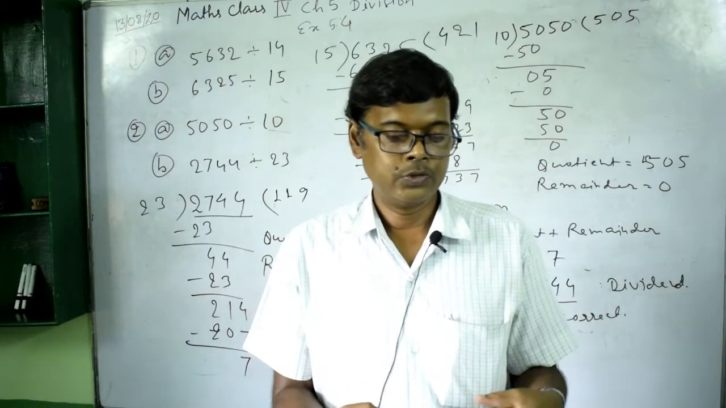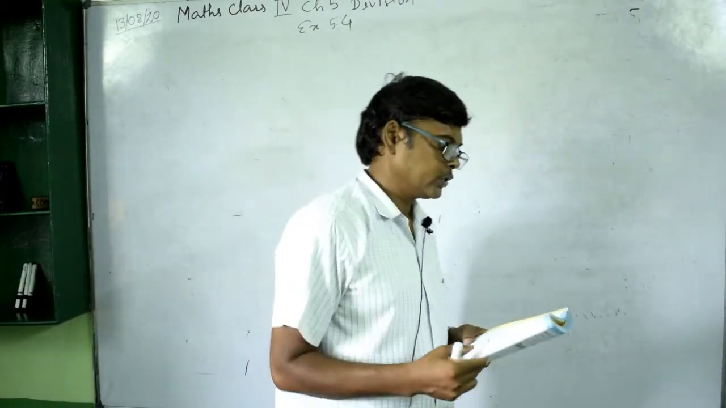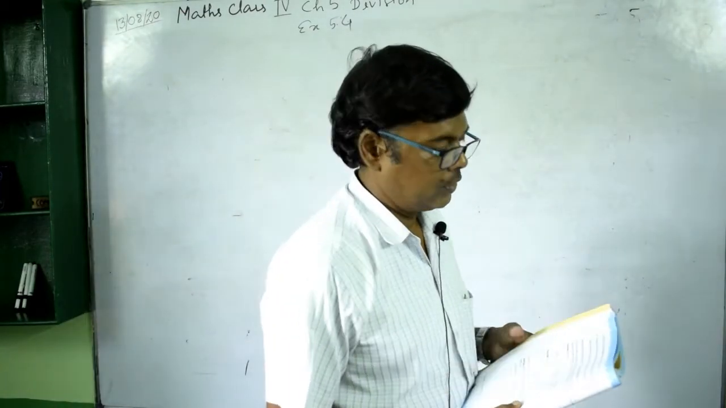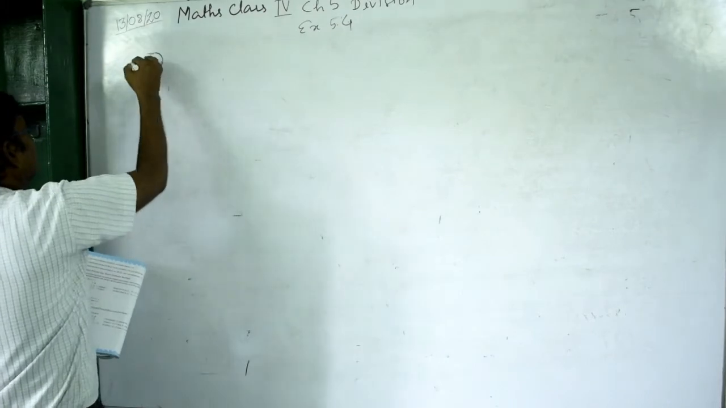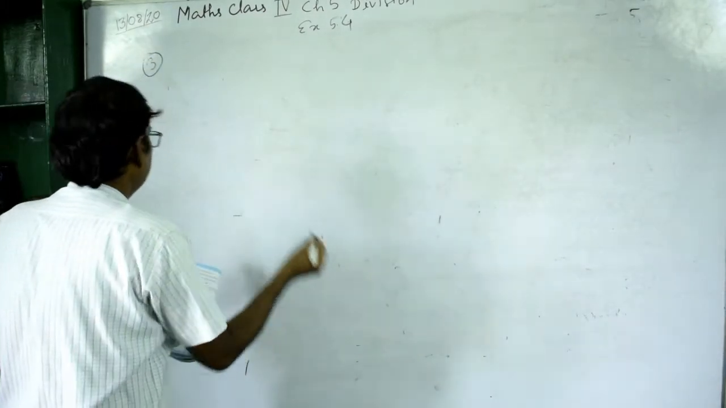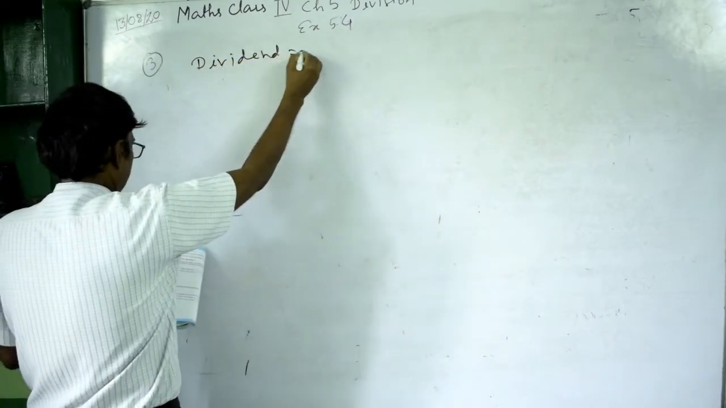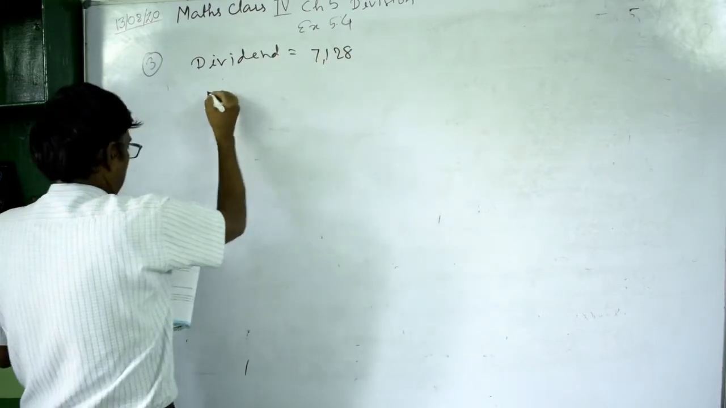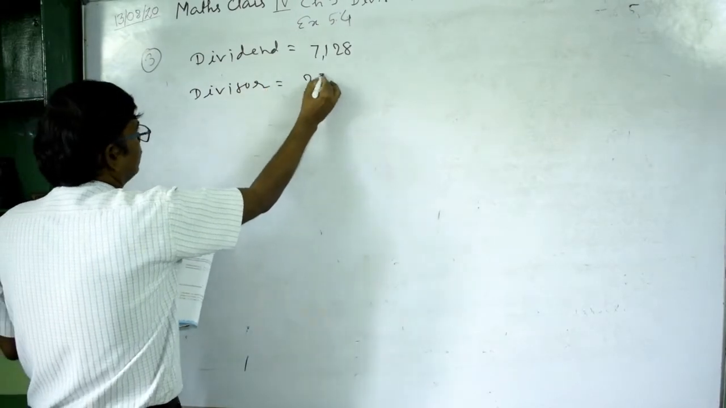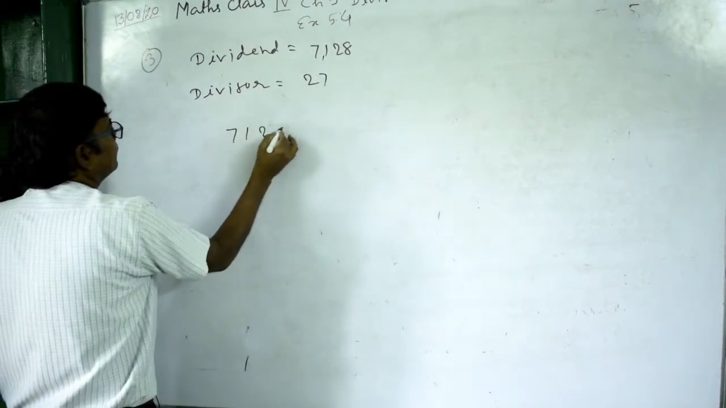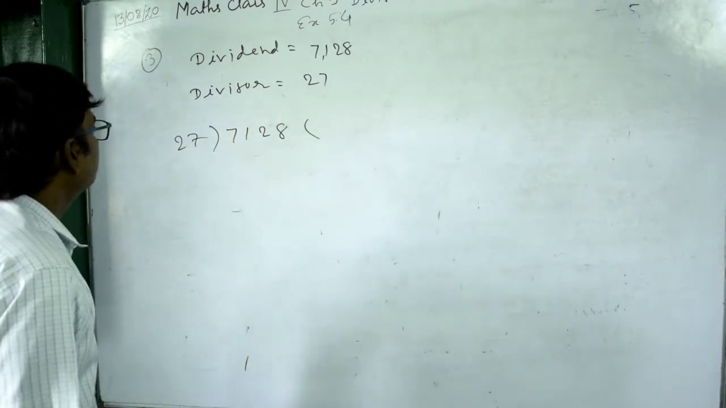Now question number 3 here. Find the quotient when dividend equals 7228 and divisor equals 27. So here again we have to divide. Divide by 27. So 27 times 3 is 81.